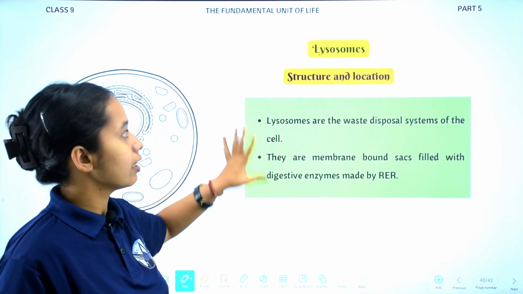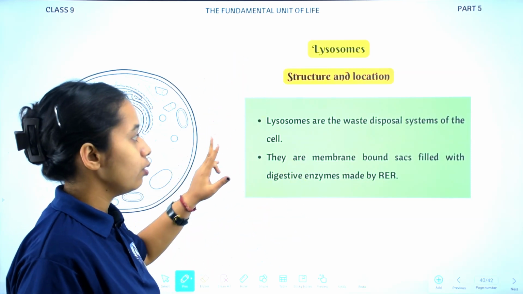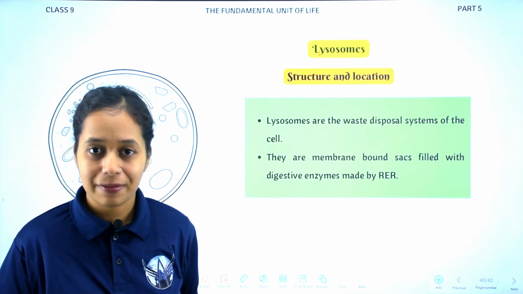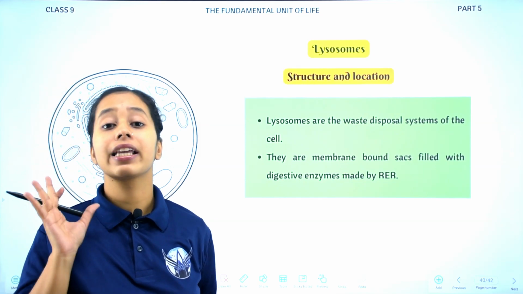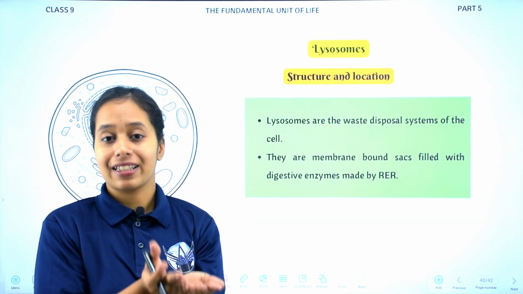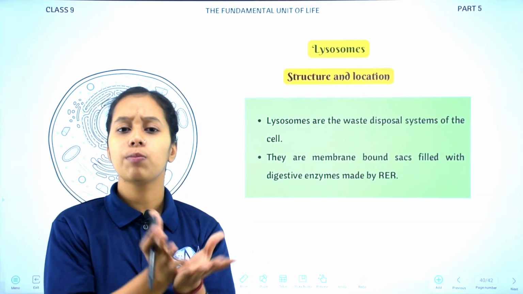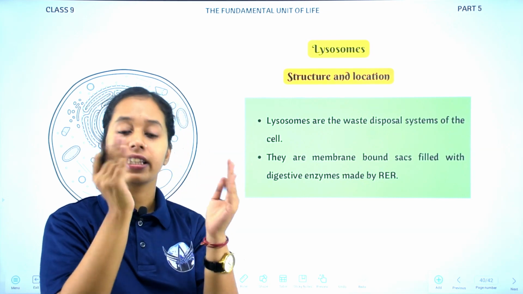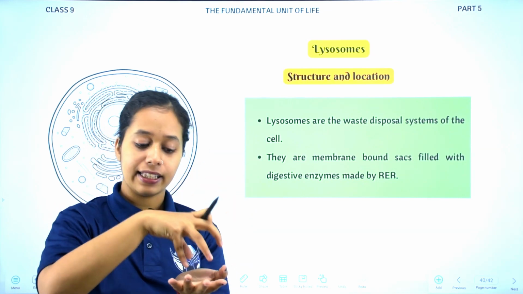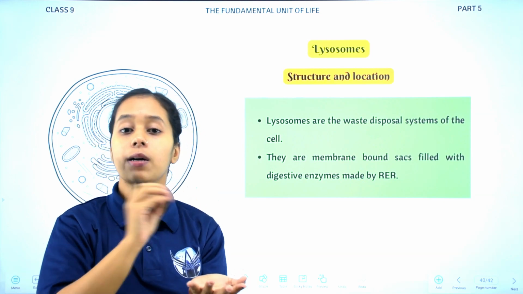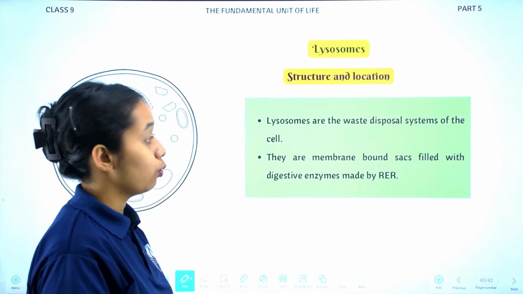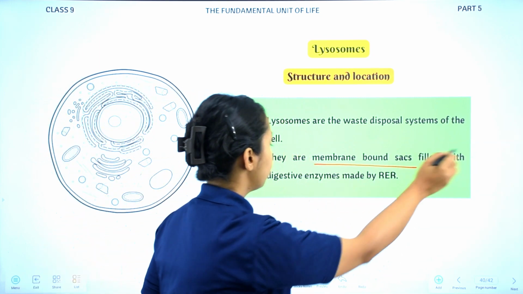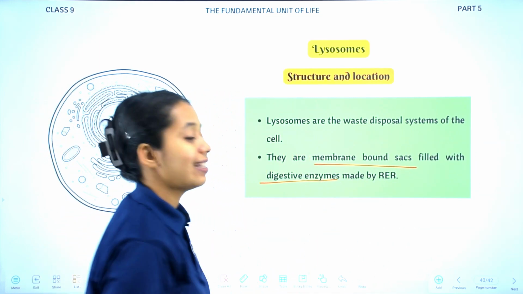First of all, let us study the structure. So they are the waste disposal system of the cell. They are membrane bound sacs. Sacs meaning they are like little balls or little bags, and inside that bag it is filled with something. What is it filled with? They are membrane bound sacs filled with digestive enzymes.